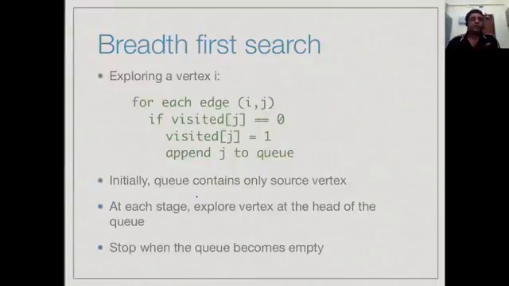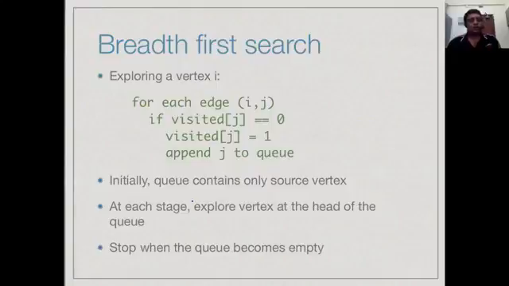So here is some high-level pseudocode for breadth first search. When we reach a vertex i, which we have visited for the first time, we will eventually explore it. What does it mean to explore a vertex? We look at the outgoing edges (i, j). If j has already been visited, we have nothing to do. On the other hand, if j has not been visited, then we will mark it as visited and add it to the queue to be explored later.